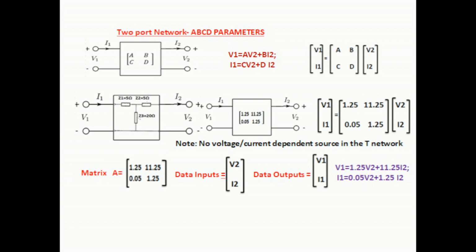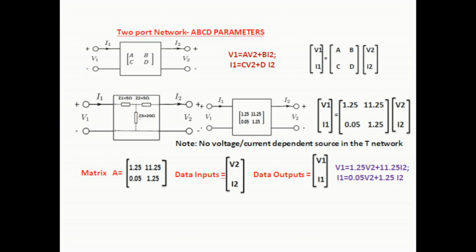Consider the system which is a T network, where Z1 is equal to 5 ohms, Z2 is equal to 5 ohms and Z3 is equal to 20 ohms. The same network can be represented in terms of the ABCD matrix. That is, the ABCD matrix is 1.25, 11.25, 0.05, 1.25. So V1 I1 is equal to the matrix 1.25, 11.25, 0.05, 1.25 into V2 I2. Here note, there is no voltage or current dependent source in the T network.